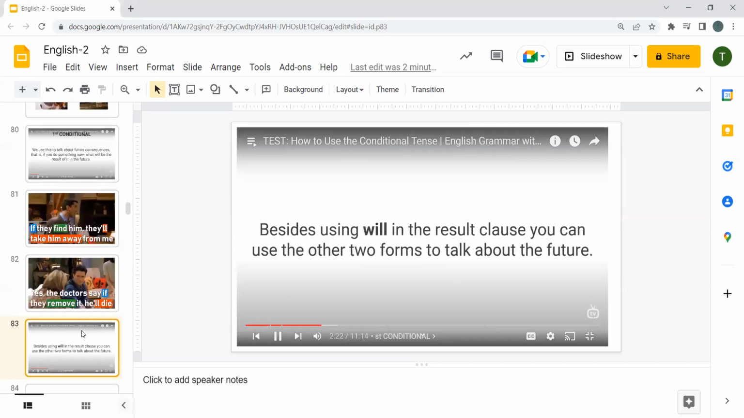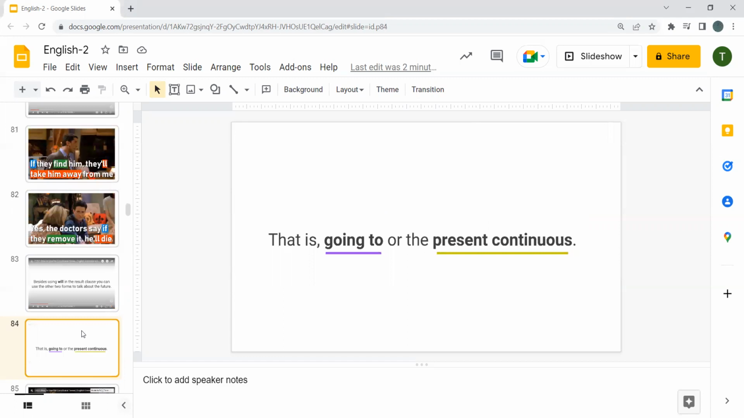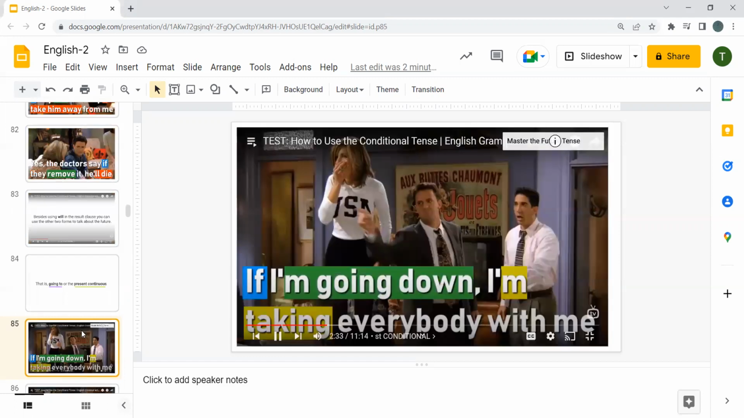Besides using will in the result clause, you can use the other 2 forms to talk about the future. That is, going to or the present continuous.